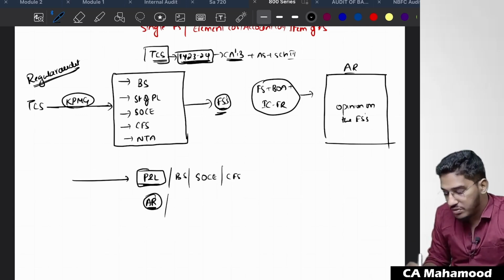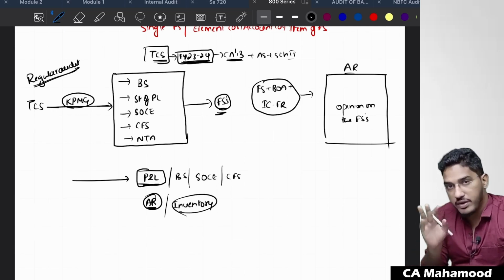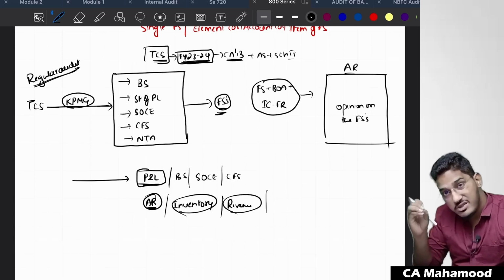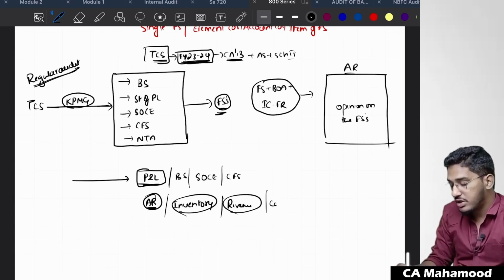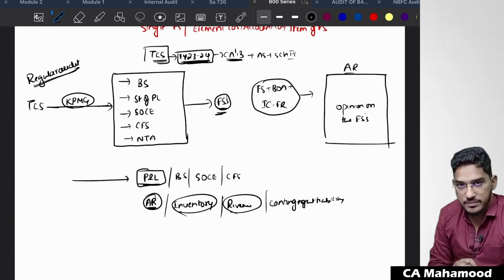Or they want you to do the audit of only inventory, only one specific element, account or item of the financial statement. They want you to verify only inventory. Or they might want you to verify only revenue, or sometimes they want you to verify only a specific note like contingent liability. They want you to conduct the audit of only contingent liability.